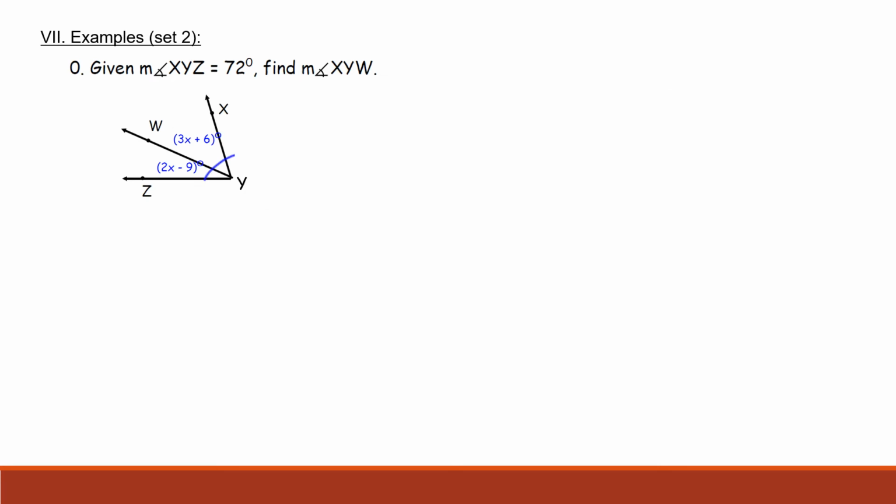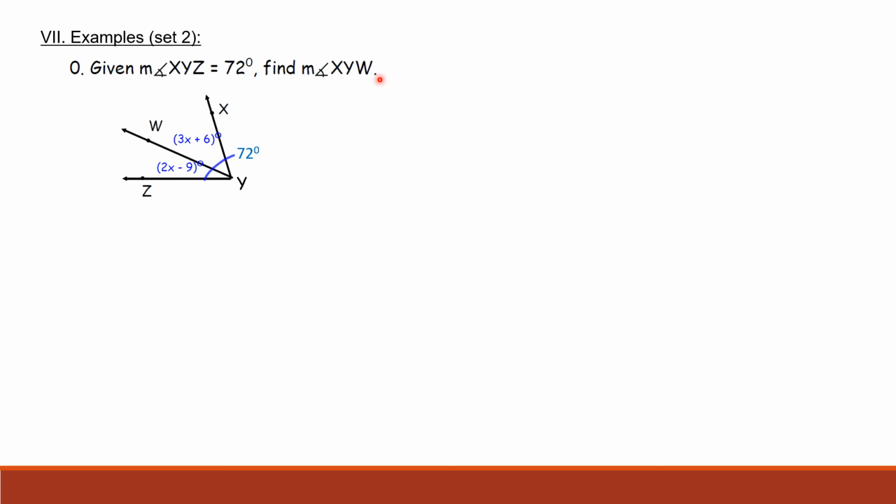So this is an example 0. You'll notice it says example 0, which means that if you are using the fill in the blank notes, this example is not there, and you don't have to write it down, just simply watch. So we are given that the measure of angle XYZ is 72 degrees. So this overall fan is open 72 degrees. We're going to find the measure of angle XYW.